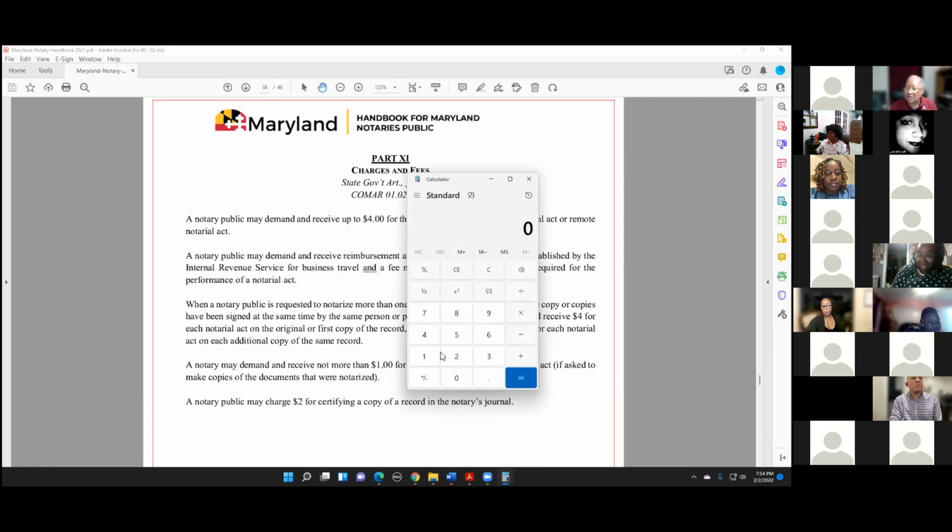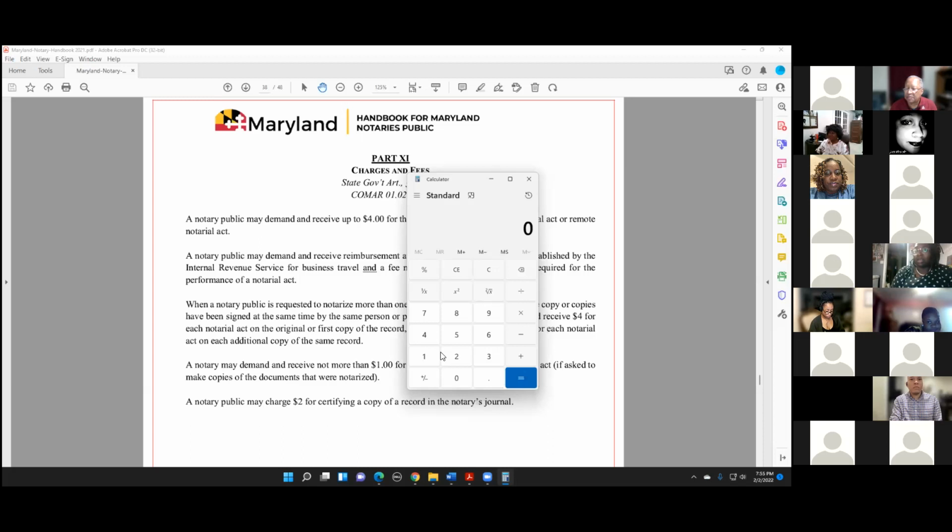It's only if you travel to someone. If they come to you, then you can't charge those other fees. But if you travel to someone, you charge whatever the Internal Revenue Service says the mileage is for travel. And then you can do it round trip.